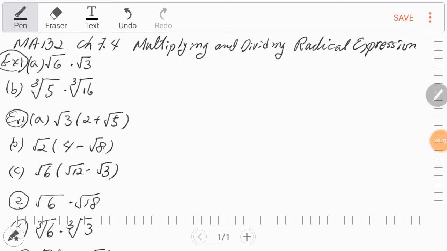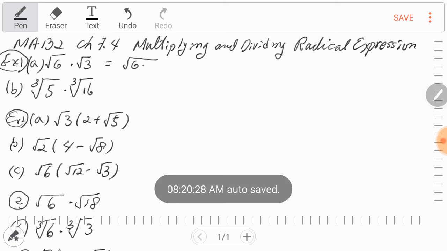Okay, this section is about multiplying and dividing radical expressions. If we multiply or divide radical expressions, check whether they are like radicals. If they are like radicals, then we can put the radicands together. So this is square root of 6, square root of 3, the same square root, so we can put 6 and 3 together.